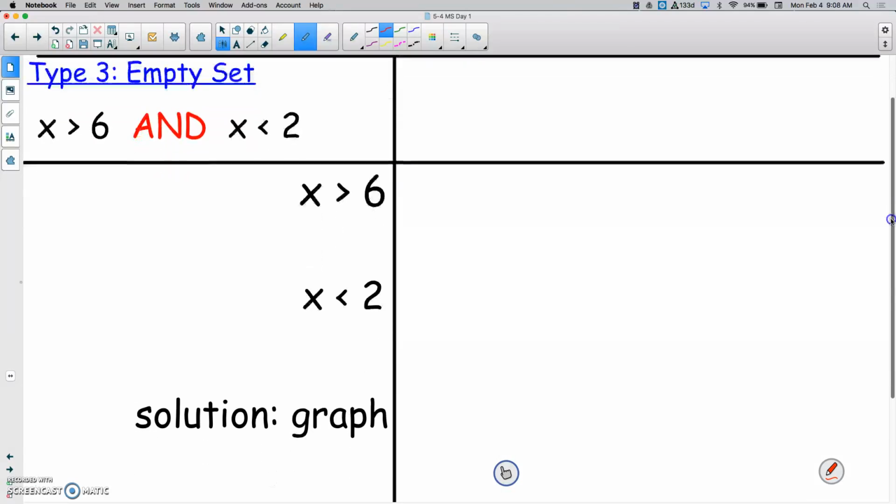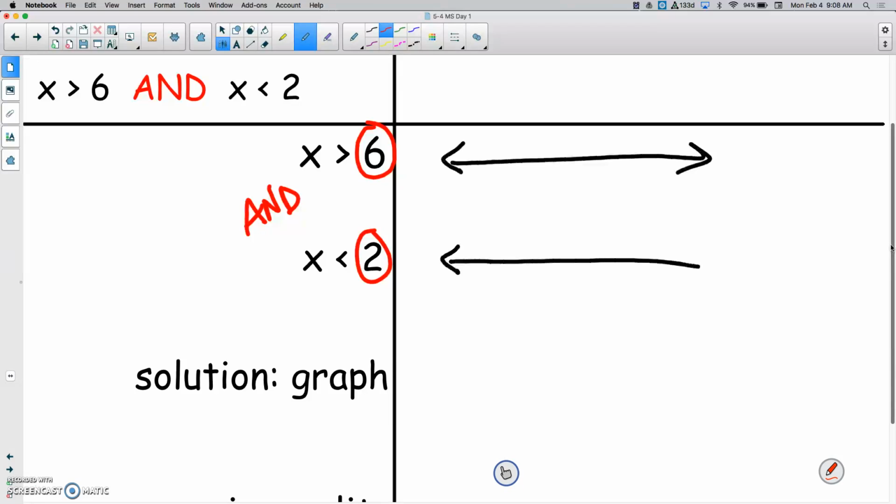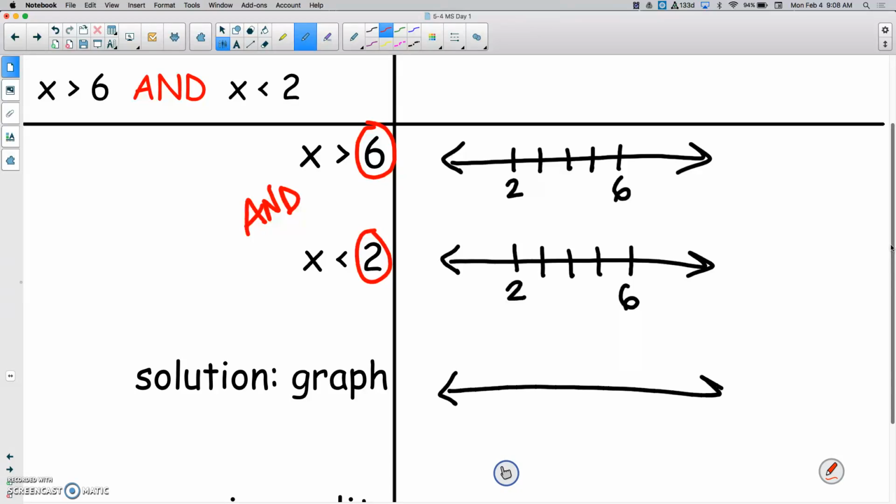Third type. The third type is called an empty set. This one says x is greater than 6 and x is less than 2. So draw each ray. This time I go from 2 to 6, 2 to 6. And just draw my third one right away. From 2 to 6. Greater than 6 is an open circle to the right. Less than 2 is an open circle to the left.